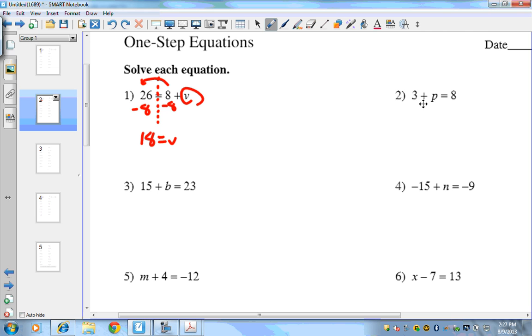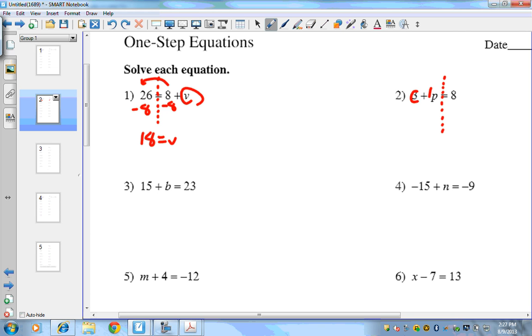All right, let's look at problem number 2. We have 3 plus p equals 8. Once again, this p has an understood 1 in front of it. And remember the little boundary line that we do. Of course, as you get more accustomed to this, you don't have to put the little boundary line. But anyway, we have a 3, we have a 1p, and we have an 8.